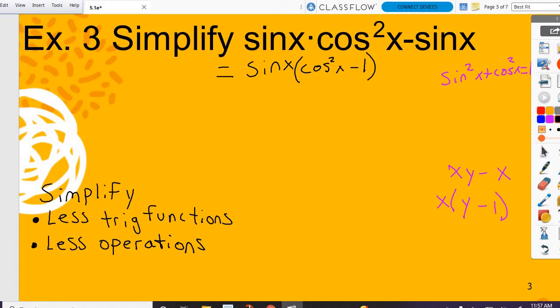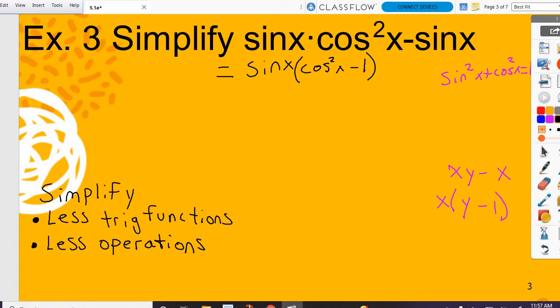Agreed. Are we all okay with how I got that? Yes. I have a question. Why can you not just subtract the sine? Like sine of x. If I had something that looks like this, can I subtract my x's?